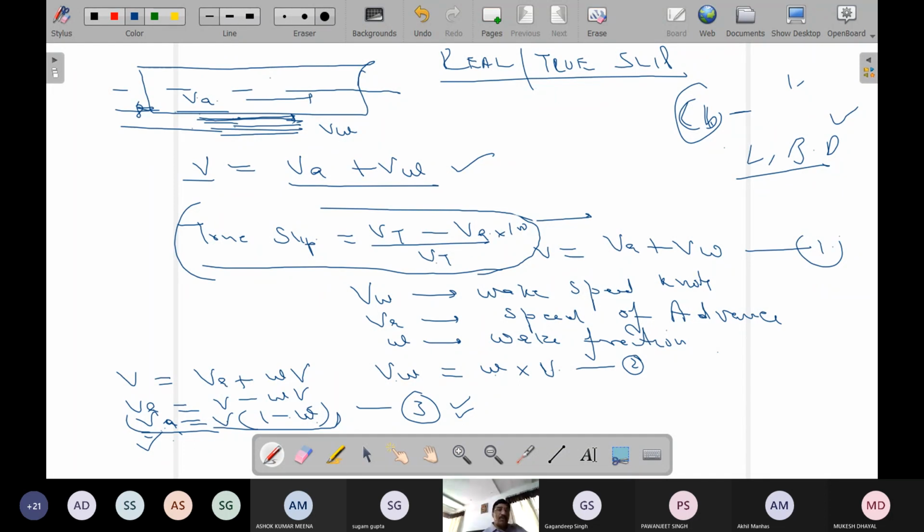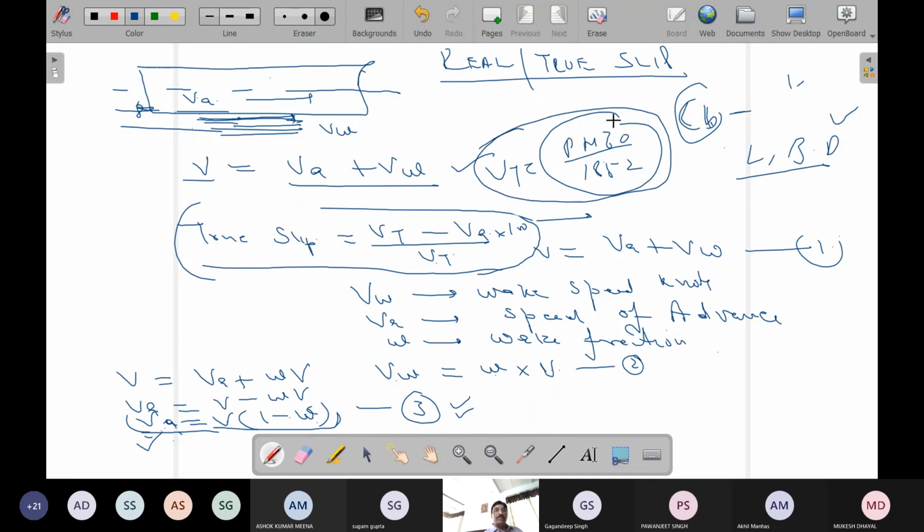लेकिन अभी हमने प्रिंसिपल क्या सीखा है कि हमें ट्रू स्लिप के लिए VT और VA, ये दो चीज़ें चाहिए होंगी. तो VT तो हमारा फॉर्मूले से निकल आता है, P N 60 ओवर 1852, ये हमें याद ही रखना है, ये VT है. ज़्यादातर न्यूमेरिकल में ये हमें निकालना ही पड़ेगा, पिच दी होगी, RPM दी होगी, तो हमने फट से इसमें डाल के VT निकाल लेना है. अब हमें ट्रू स्लिप निकालनी है तो भी VT चाहिए, और अपरेंट स्लिप निकालनी है तो भी VT चाहिए. यहाँ पे VA की ज़रूरत है हमें ट्रू स्लिप के लिए, स्पीड ऑफ एडवांस.